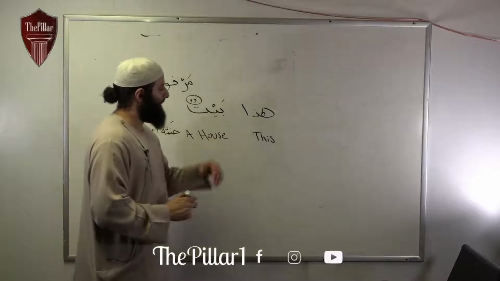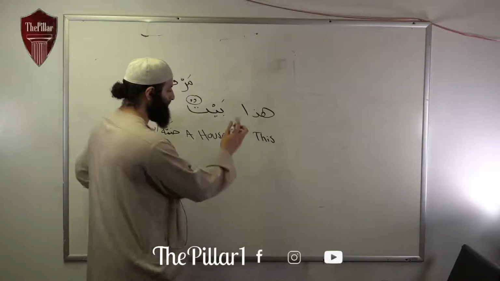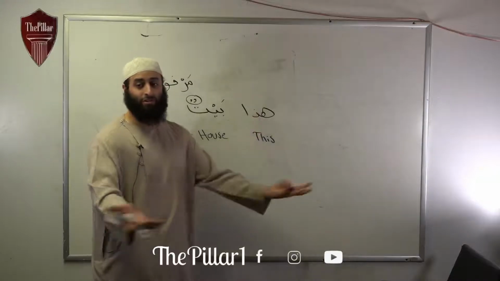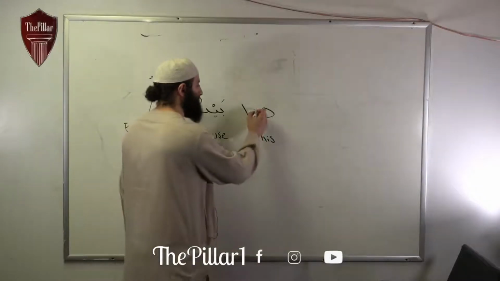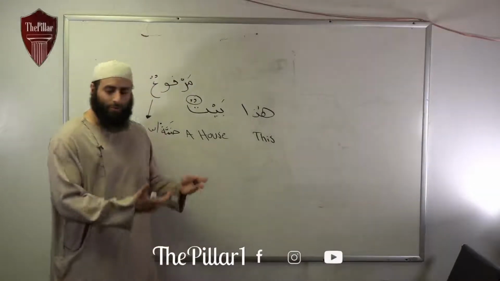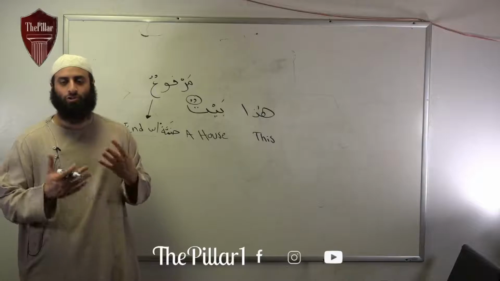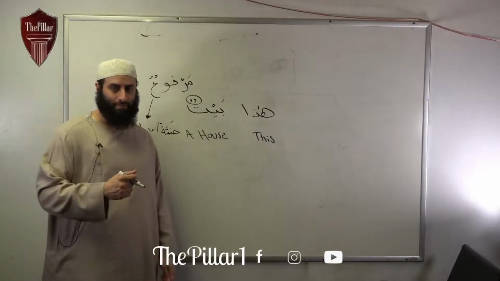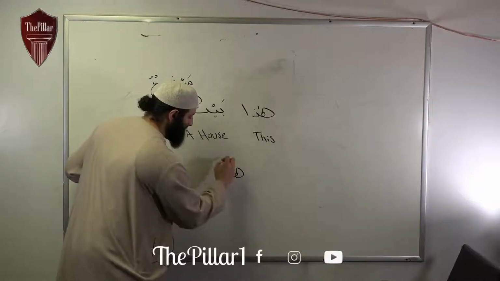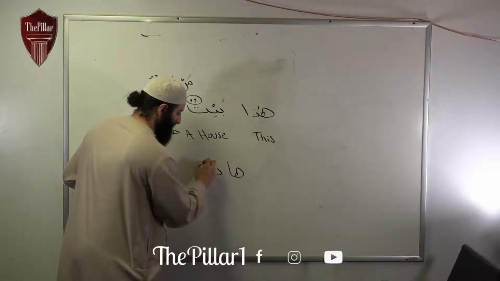All right, هذا, we didn't break this down. It's made up of two things. And you guys ever notice that there's like a small alif here? And sometimes there is no alif. Like when you're reading the Quran, sometimes it's there, sometimes not there. Well, it really is there. But because it's so known, people don't write it. But technically, it is like this. Ha, tha.